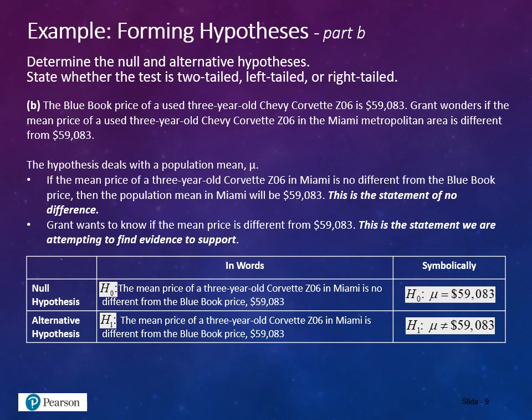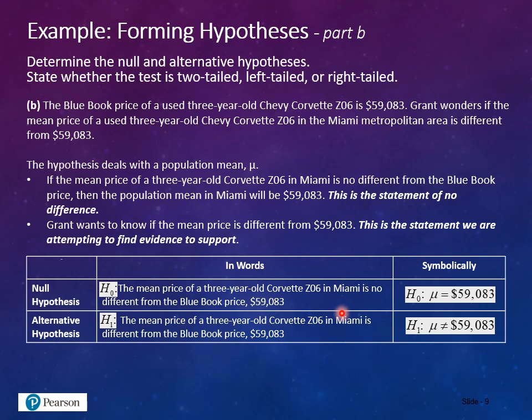When you add all these negatives, and sometimes you have to do it for formality, negatives in sentences can create difficult understanding. So if you look on the right, we're saying the null hypothesis is the mean in Miami is equal to $59,083, which is the Blue Book value. So I don't see any reason to word this the way that they've done, as not different from the mean. I think I would, again, make it a positive or a declarative statement, not a negative declarative statement.